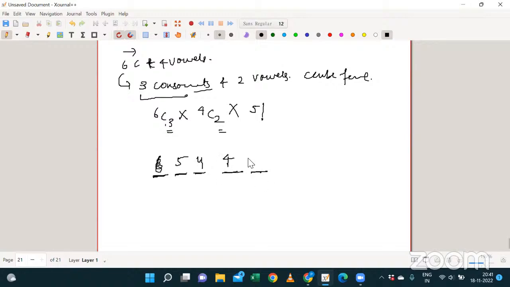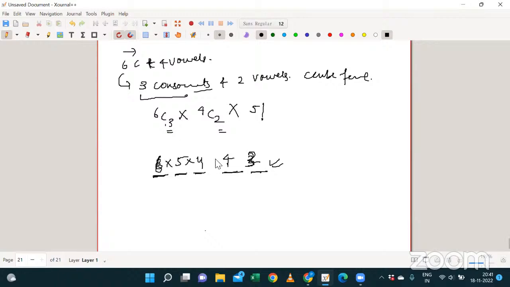Vowels? So 4 into 3, 4 into 3, 3. Okay, this is one way. But there is no restriction that only the first 3 letters will be consonants. Yeah, consonants, that's correct. I understand, but that's what I'm asking. What else can this whole thing do?